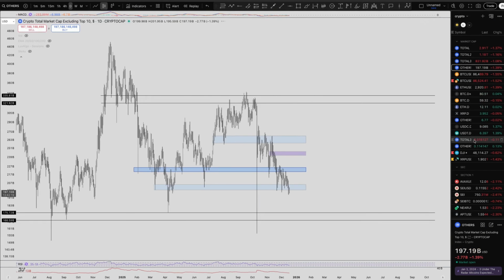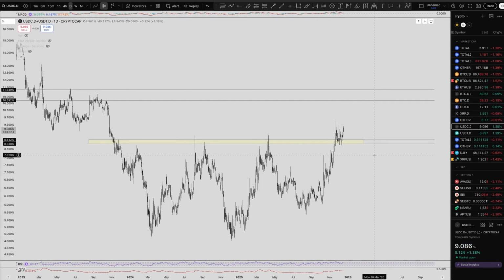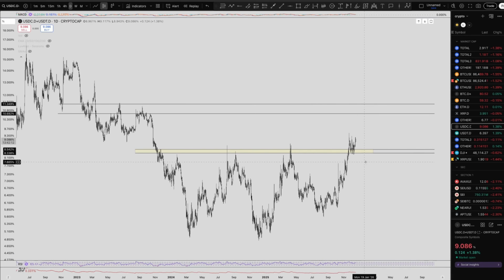Let's move on to stablecoin dominance. We've talked a lot about stablecoin dominance. When stablecoin dominance goes up, it's bad for both Bitcoin and altcoins. And you can see that this is a very strong resistance, and after several years, it has managed to break through. And this in itself gives us a signal that the likelihood of Bitcoin dropping to $70,000 is increasing.